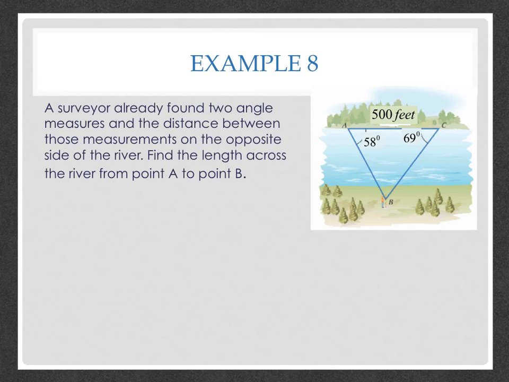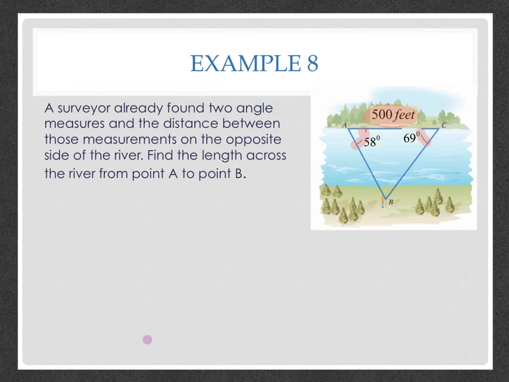All right, this one says a surveyor already found 2 angle measurements. Find the distance between those measurements on the opposite side of the river. Find that length across the river from point A to point B. So it's already giving you all the information you need, okay? It's got this angle and this angle and this side. You don't have to add anything to the picture.